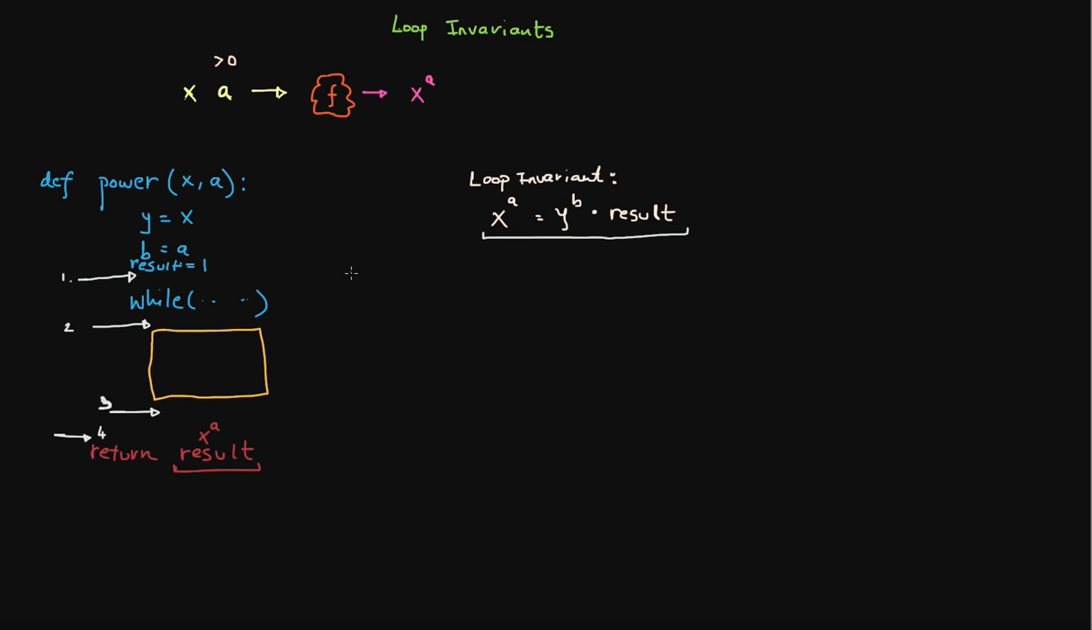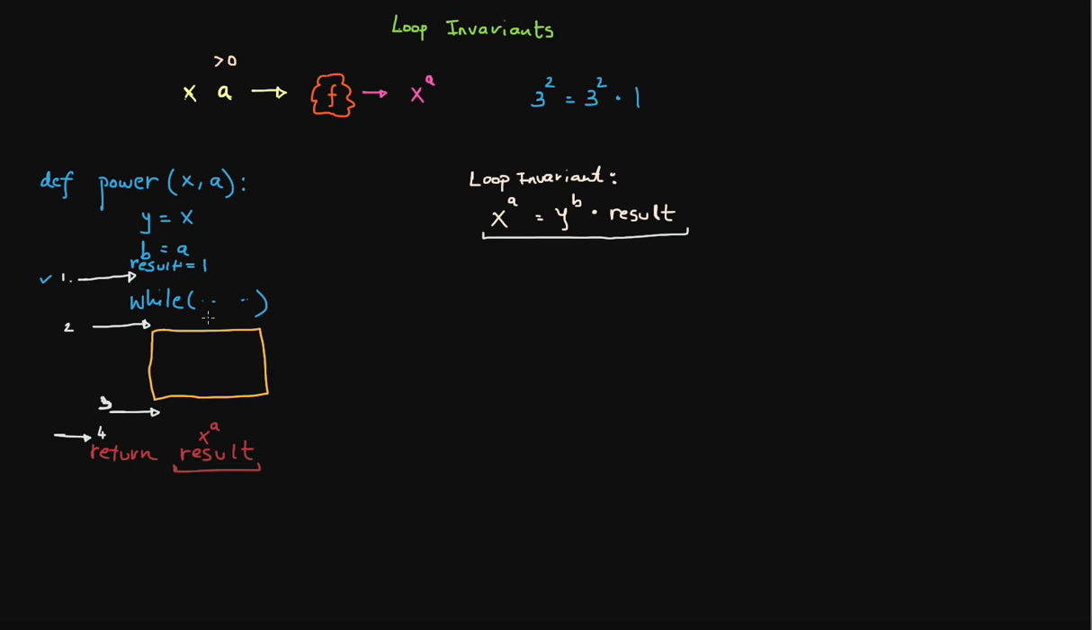By having result equals 1, at point 1, just after result equals 1 and just before the start of the loop, if I plug in some value for x and some value for a, let's say x is 3 and a is 2, I have 3 raised to 2 equals 3 raised to 2, because y equals x and b equals a, times the result. My result is 1. So 3 squared equals 3 squared times 1 holds, meaning my loop invariant is actually true at point 1.